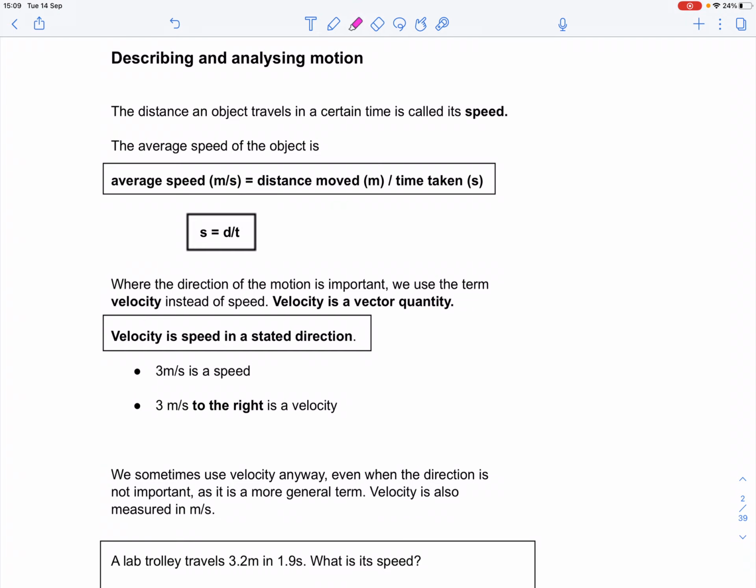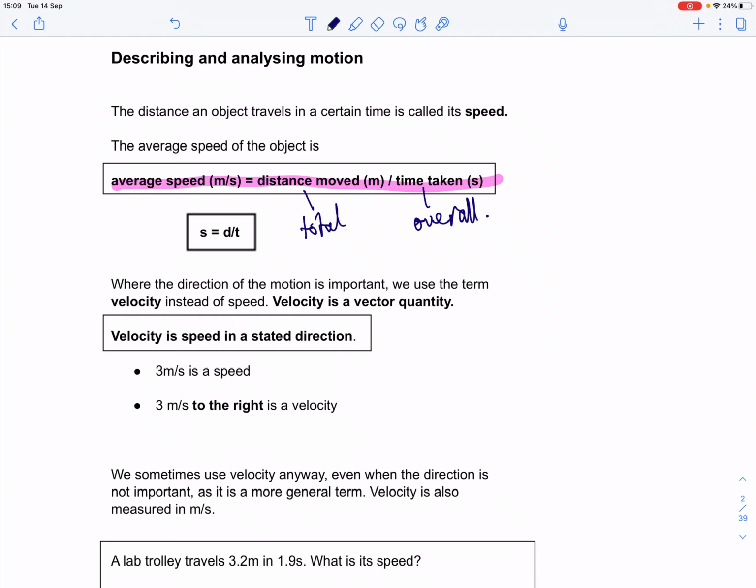Okay, so here is the equation speed equals distance over time. It's a basic equation of physics. But one of the things to realise about this equation is that the distance moved is actually the total distance travelled, and the time taken is the overall time. So we're dealing with totals.